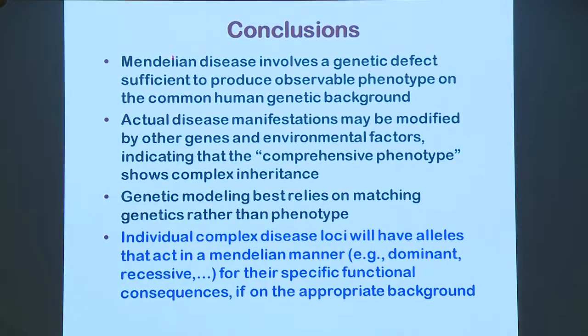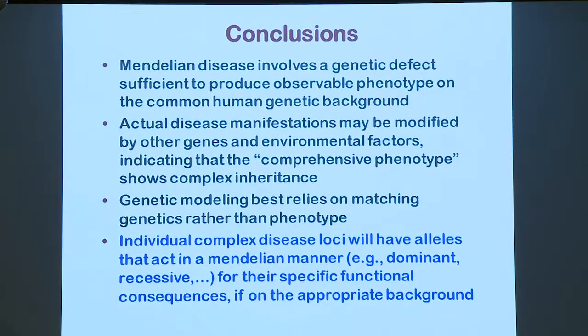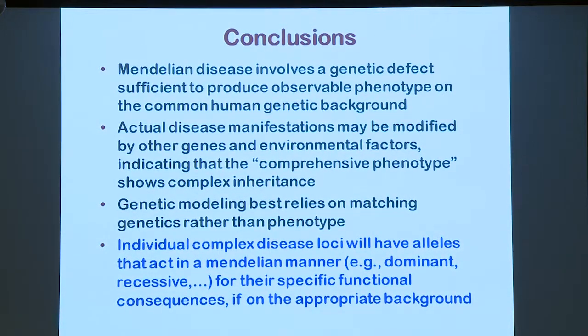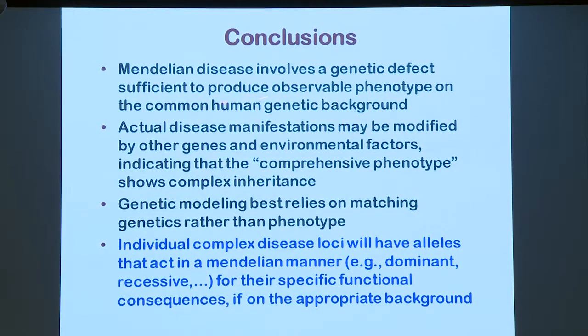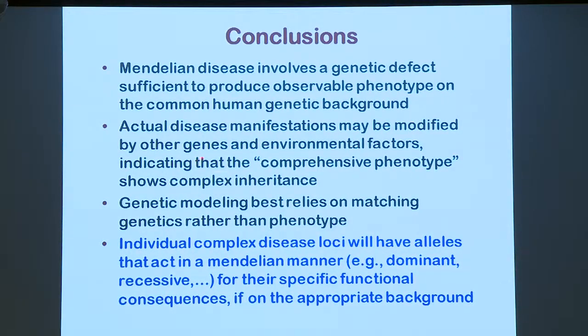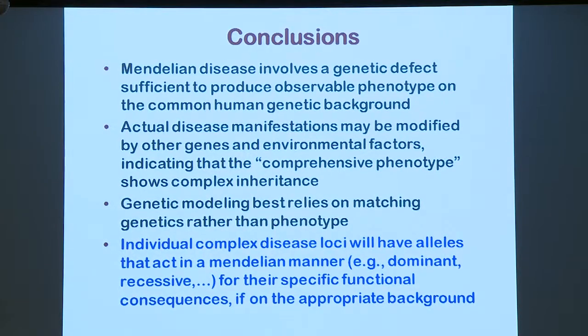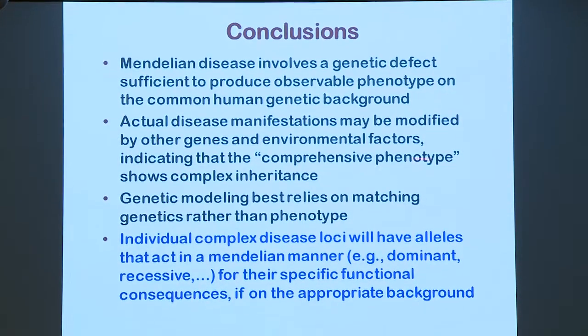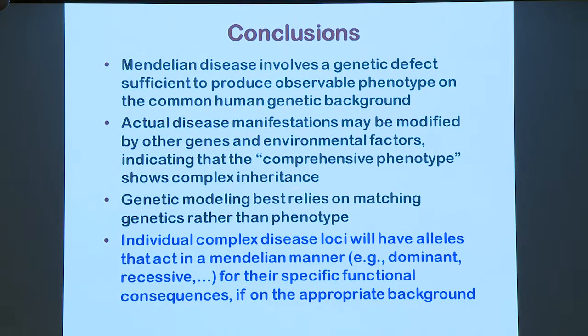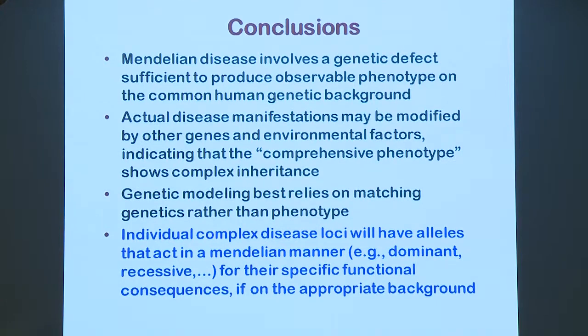So the final conclusions are, Mendelian disease is simply a genetic defect that's sufficient to produce an observable phenotype on the common human genetic background. Actual disease manifestations may be modified by other genes or by environmental factors, indicating that the comprehensive phenotype shows complex inheritance as opposed to Mendelian inheritance. Genetic modeling best relies on matching genetics rather than phenotype.